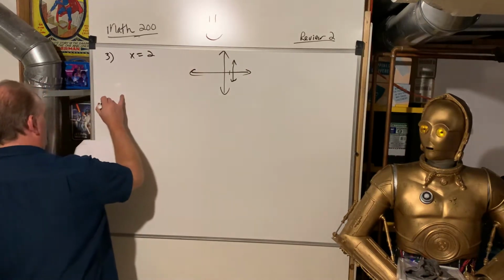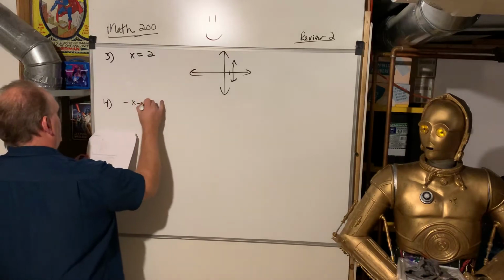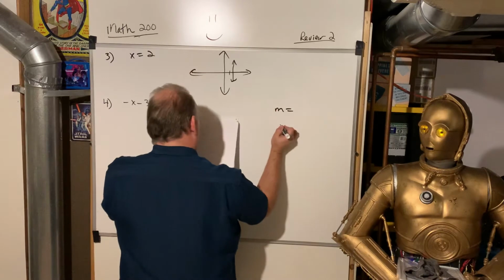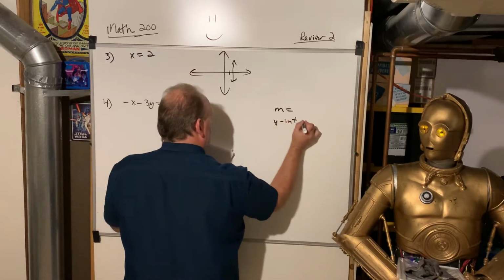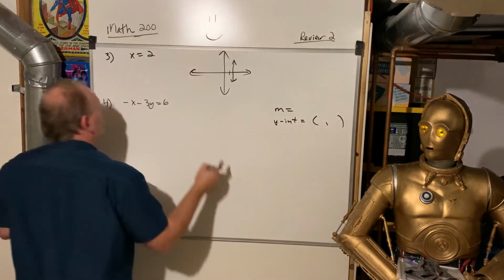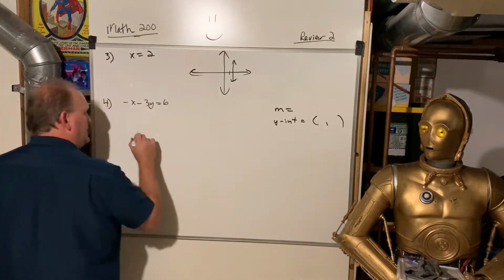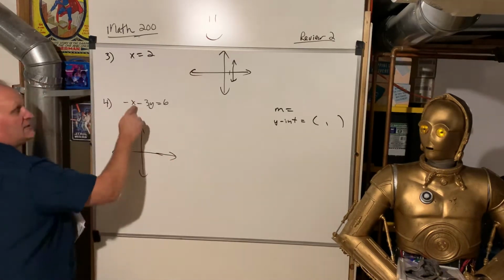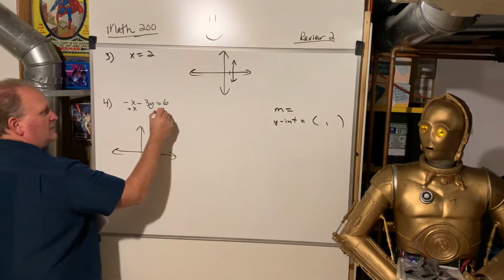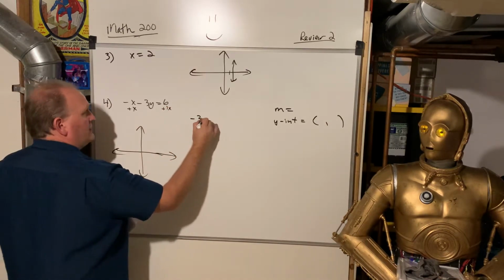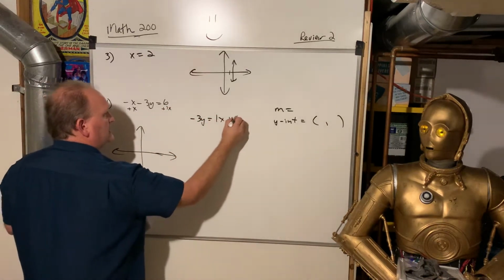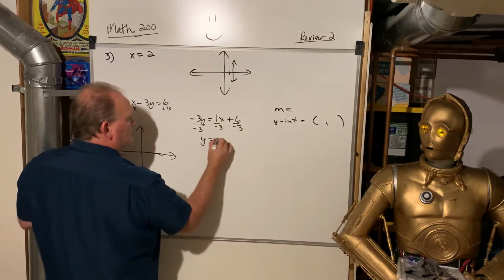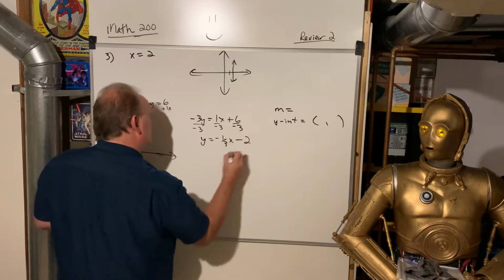All right, number 4, negative x minus 3y equals 6. This time they want me to find the slope and the y-intercept. And so that means we have to do some solving here. Graph eventually. So add 1x to both sides. So you get negative 3y is equal to 1x plus 6. Divide everything by negative 3. You got y is equal to negative 1/3 x minus 2.